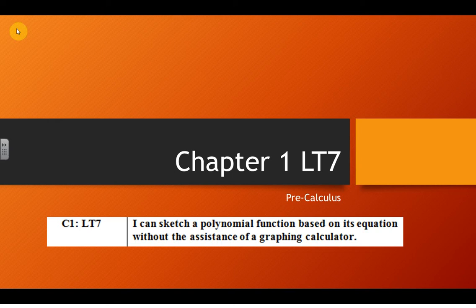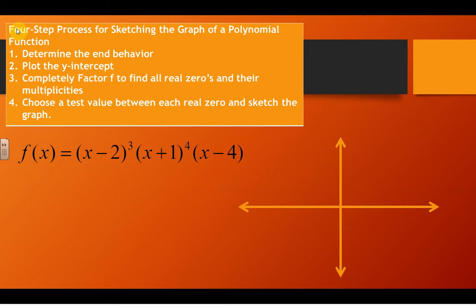Everyone. Chapter 1, Learning Target 7. This is the last learning target. This is Miss Oshier. And Miss LaHart. And here we go. We're sketching functions. I love a good sketch.